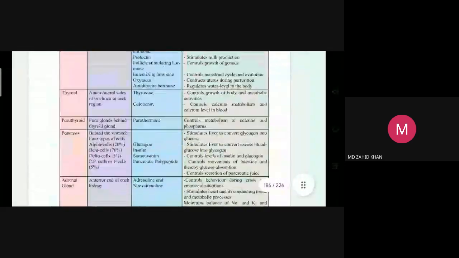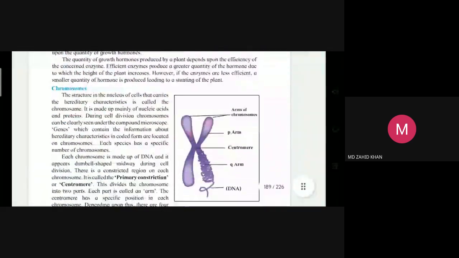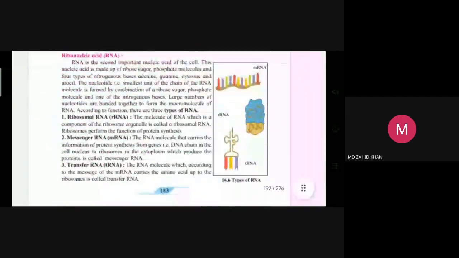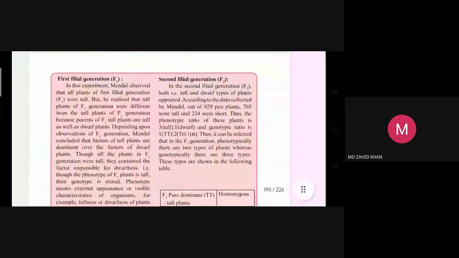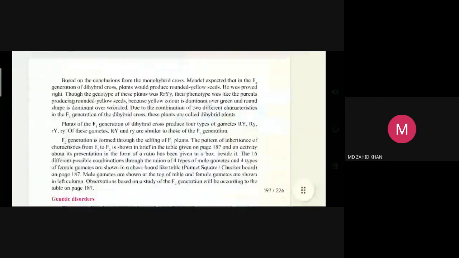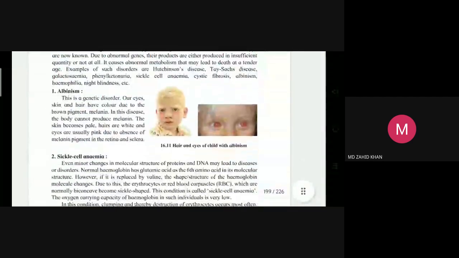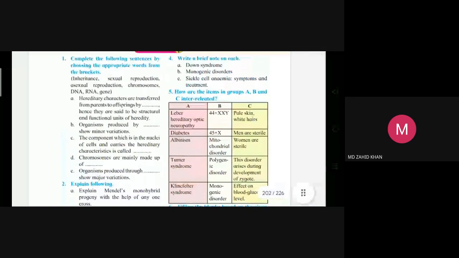Your 15th lesson does not have any short question answers. Let's go for the next. Okay, it has the fill in the blanks. Hereditary characters are transferred from parents to offspring by dash dash. Hence, they are said to be structural and functional units of heredity.